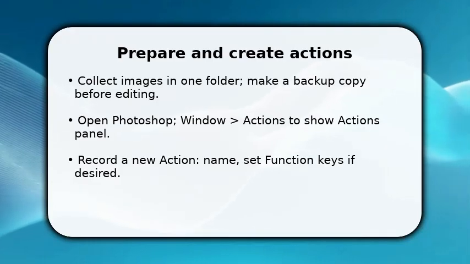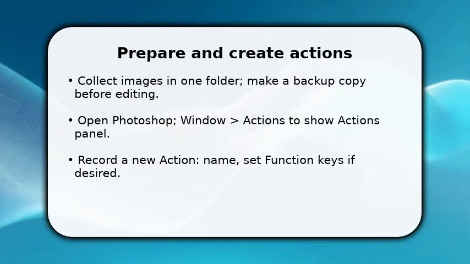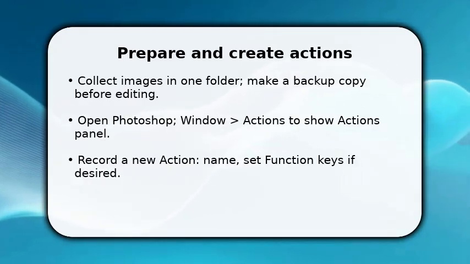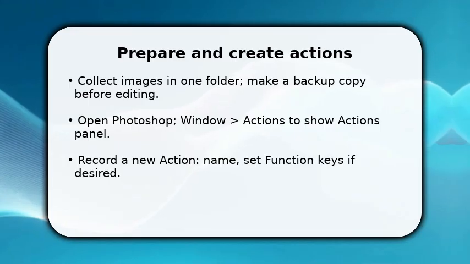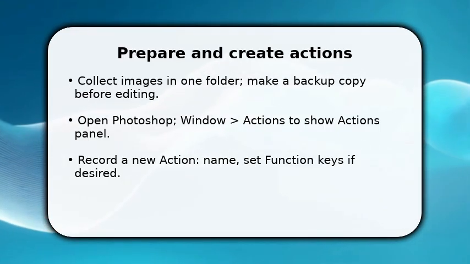You start by organizing and protecting your files. Move all images into one folder and make a backup copy. Open Photoshop and show the Actions panel so you can record. Click Record, name the action clearly, and set optional function key shortcuts.